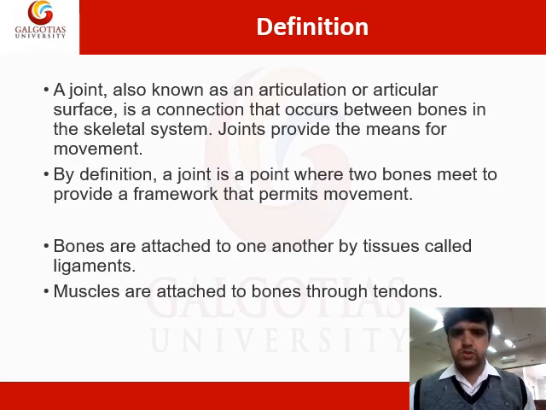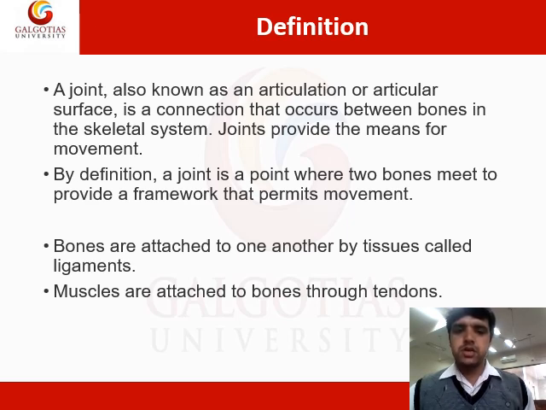First we are going to study the definition of a joint. So what do we understand by a joint? A joint is also known as an articulation or an articular surface. It is a connection that occurs between the bones in the skeletal system, and joints provide the means for movement. If joints are not there, the movement happening within our body is not possible. So one function of the joints is that without them movement is not possible within our body.